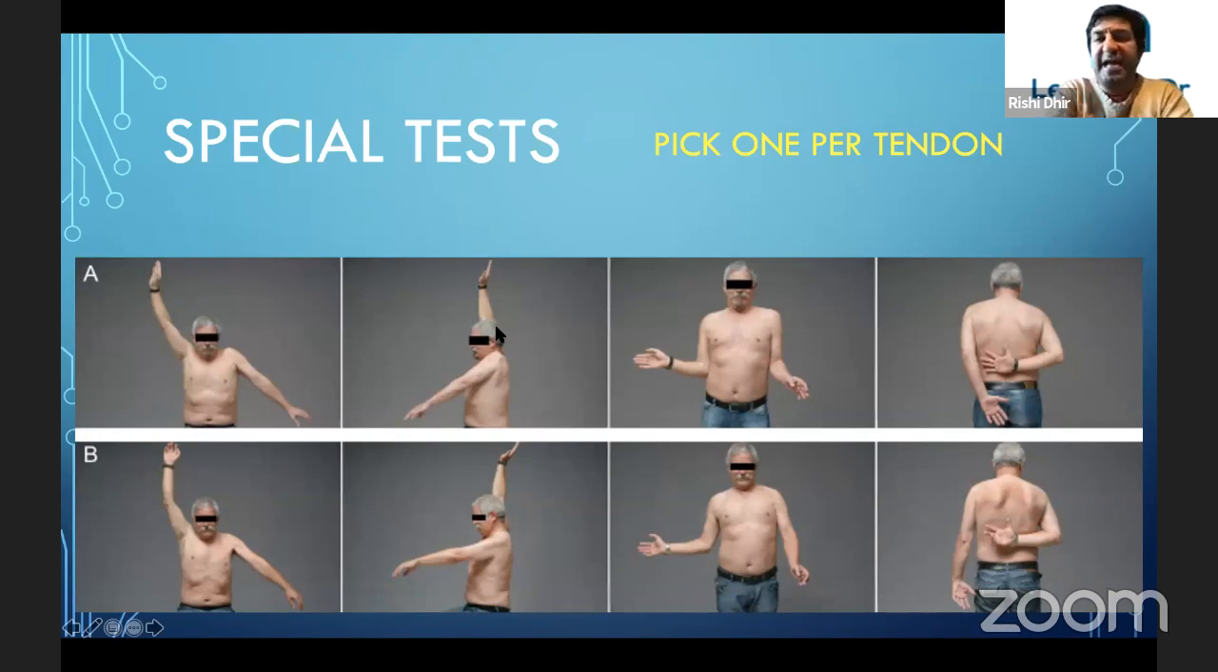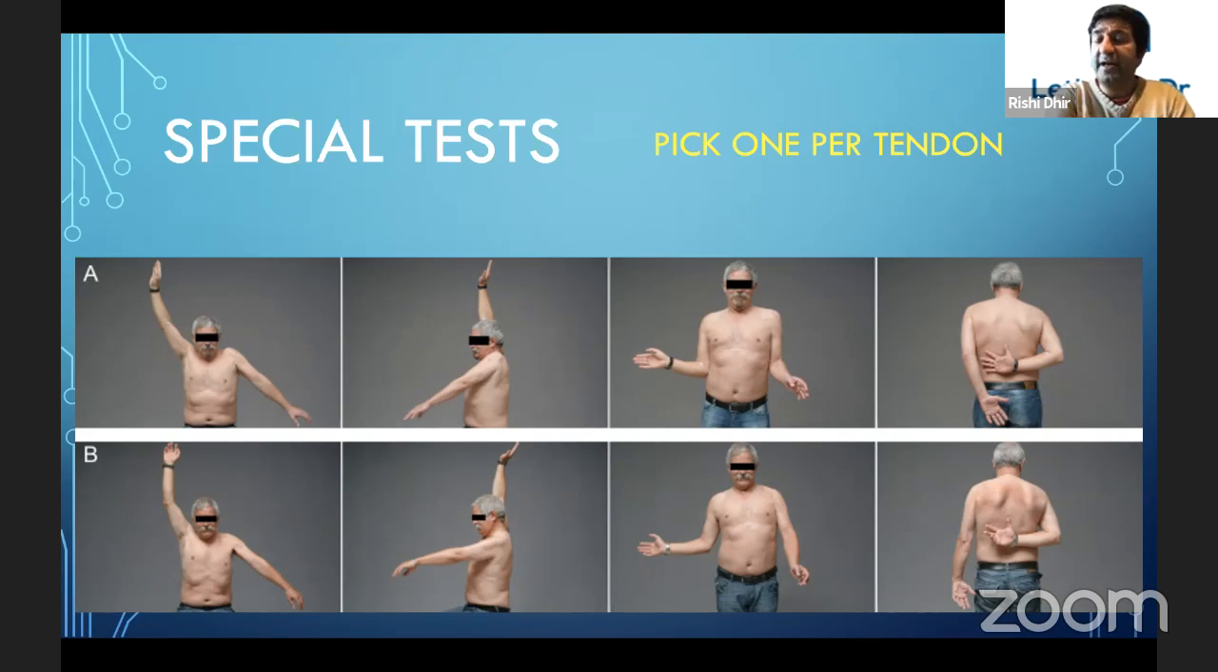And you can do special tests as well. And my advice to you guys for the exam would be just pick one test per tendon. There's lots of different shoulder examination tests, and you can read about them all if you're interested, but actually just keep it simple, guys. And I do the same in my clinic.